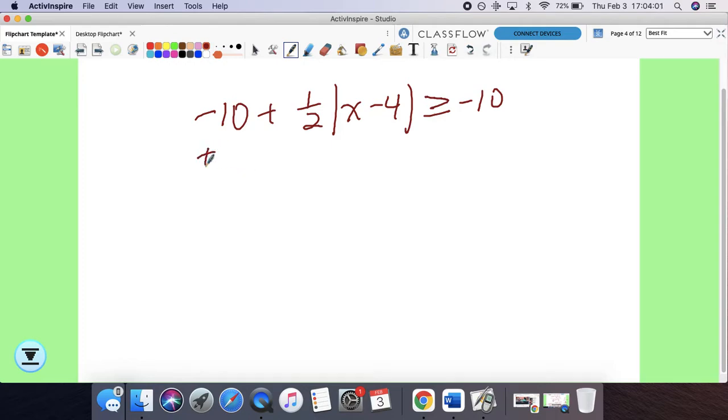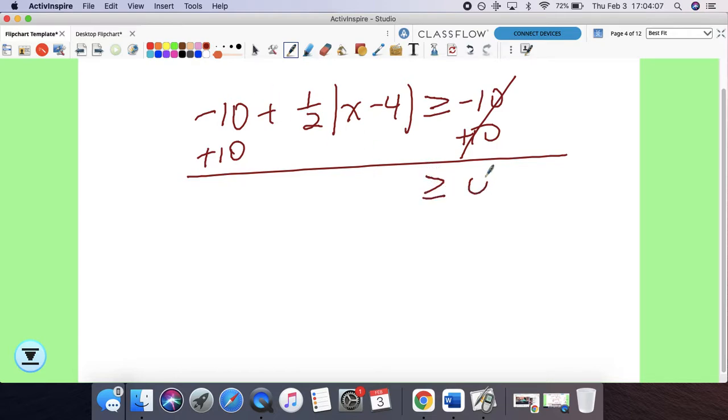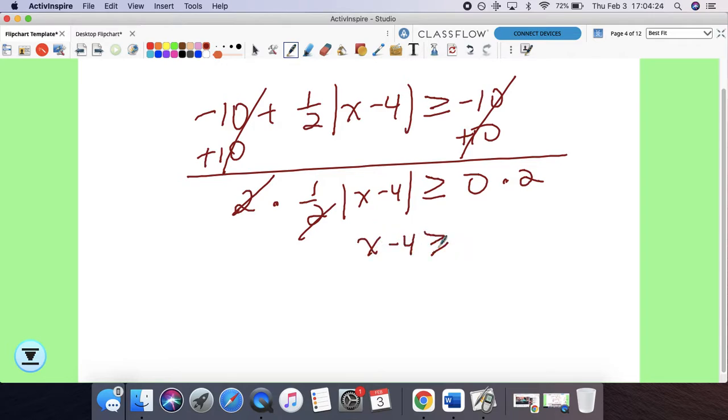Going to add 10. Those 2 goes away. Oh, sorry, it doesn't go away. That becomes 0. A lot of zeros here. Half x minus 4. So to get rid of that half, we're going to multiply that by 2. Multiply that by 2. That goes away. I'm left with x minus 4 and greater or equal to 0.